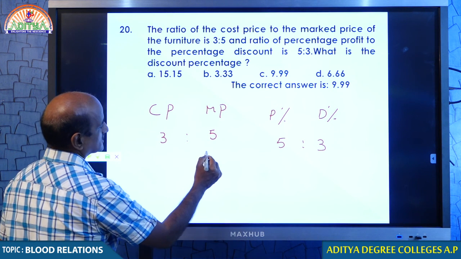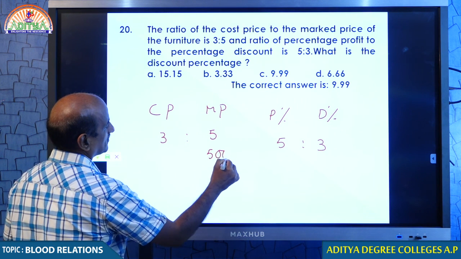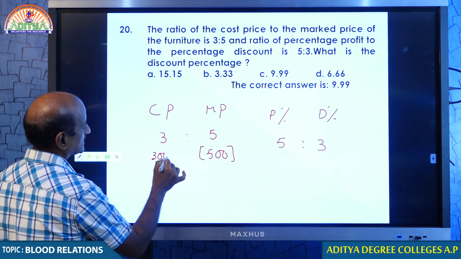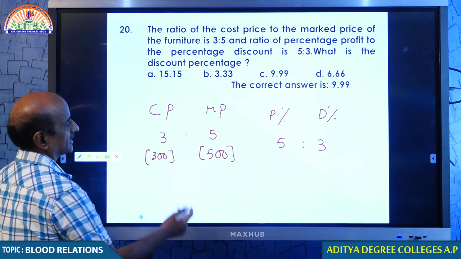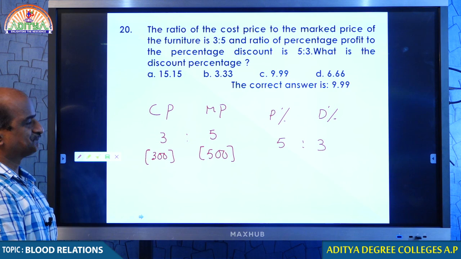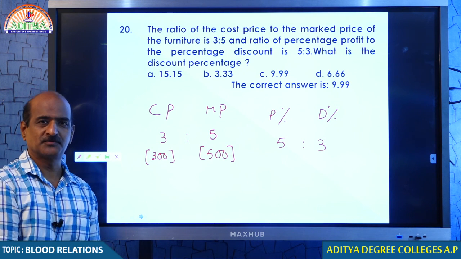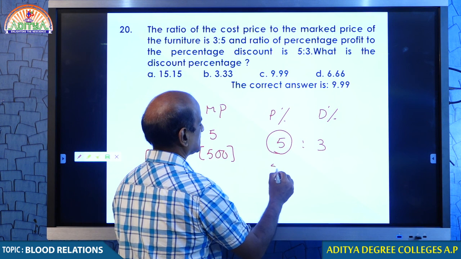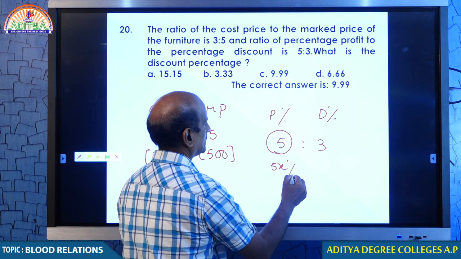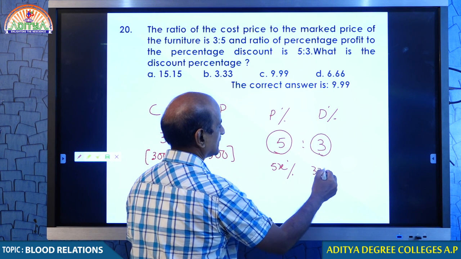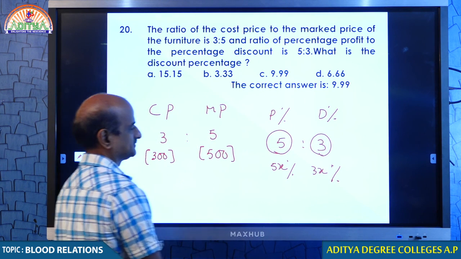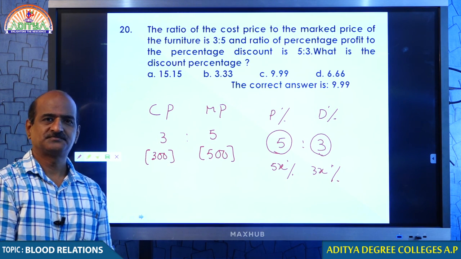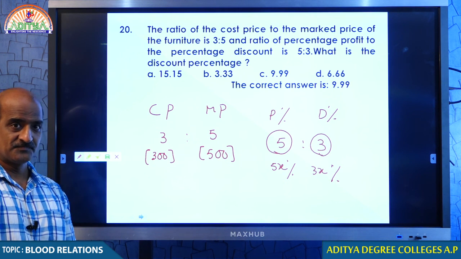If you have to answer this kind of question, better you take market price as 500 and cost price as 300. There is no mistake you can take. I hope you understand what I told you. Profit percent is 5x percent and discount percent is 3x percent, that can be taken. I hope you understand, my dear students.